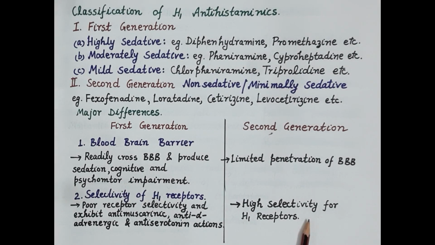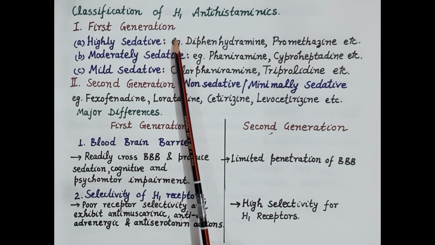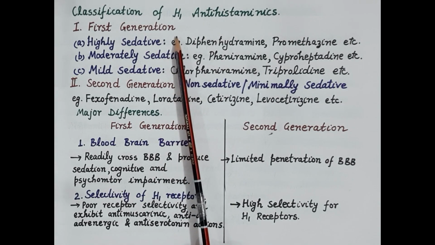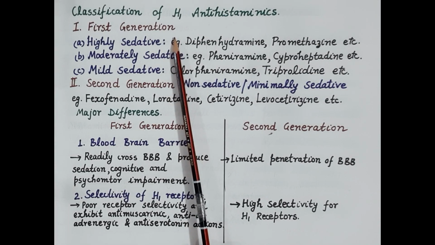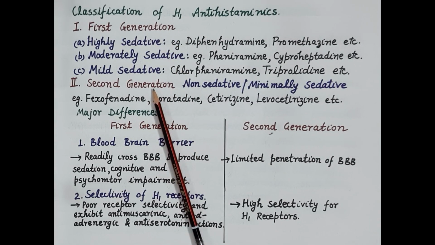Now, all second generation antihistaminics are highly selective for histamine H1 receptors, and thus second generation H1 antihistaminics are preferred over first generation H1 antihistaminics in the treatment and management of allergic and inflammatory conditions. Now, coming back to the classification, we have learned why first generation H1 antihistaminics produce sedation and second generation H1 antihistaminics are non-sedating or minimally sedative.